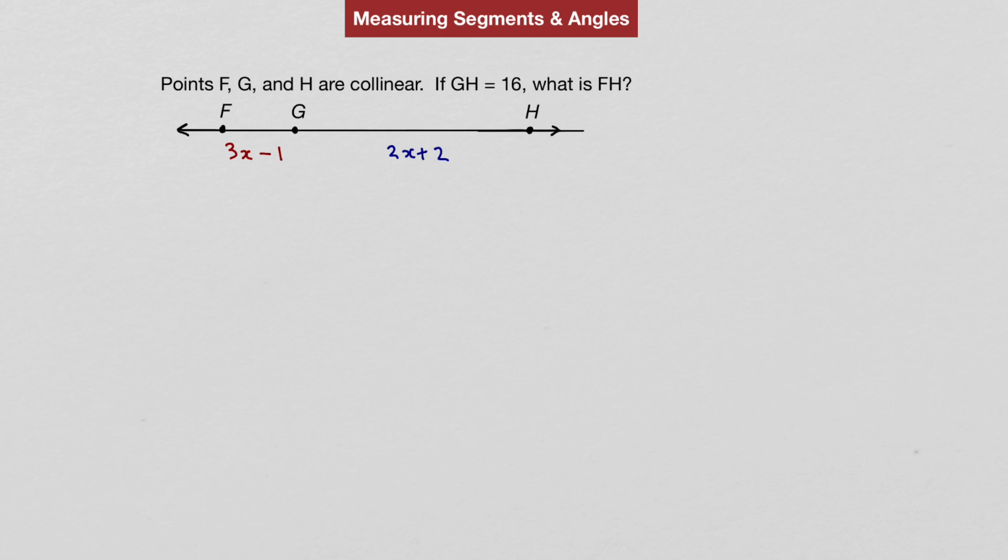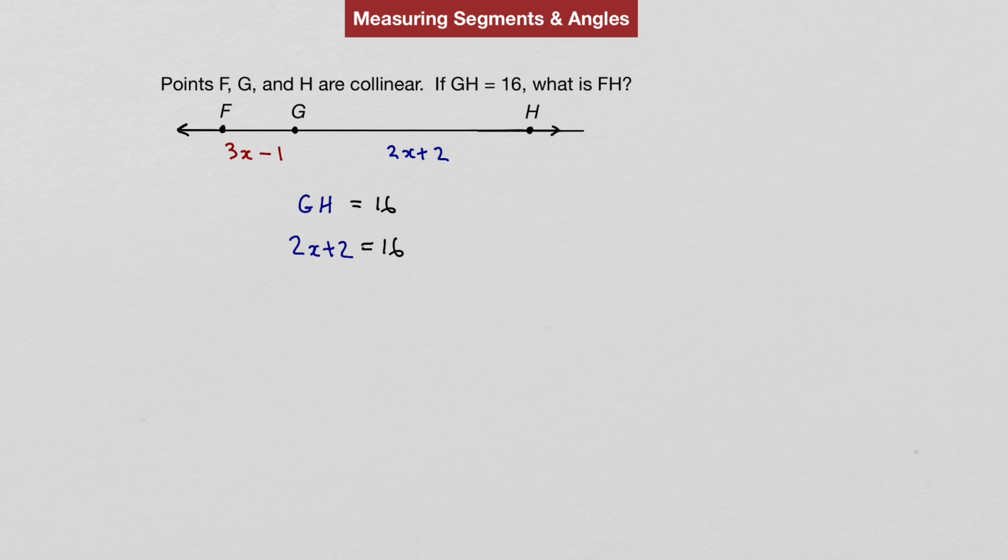We're going to start with what's given, and it's telling us that GH is equal to 16. So we're going to write GH is equal to 16. We also know that GH is represented by 2x plus 2. So we're going to replace GH with 2x plus 2. So we're going to write 2x plus 2 is equal to 16. Okay, so now we can solve for x.